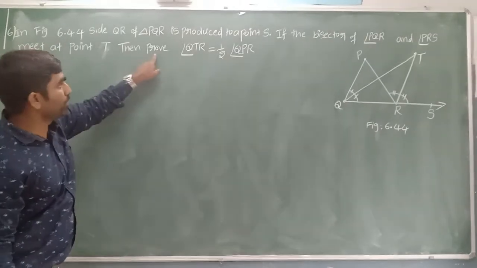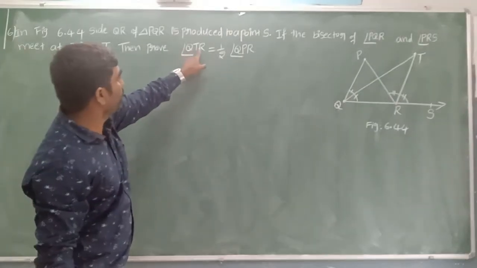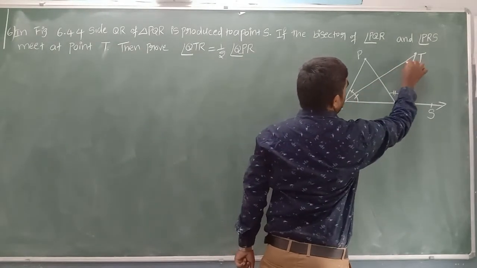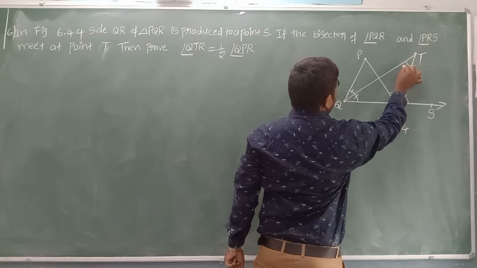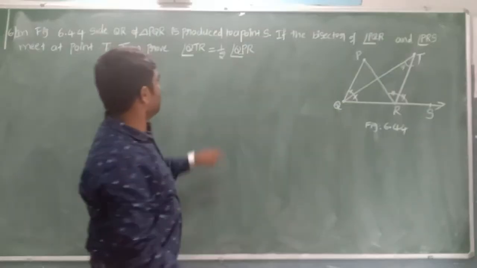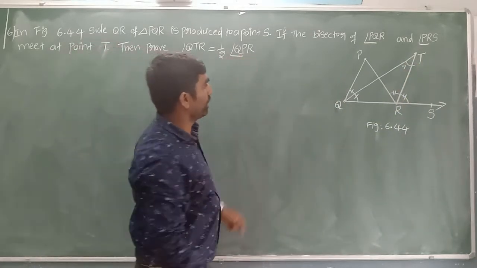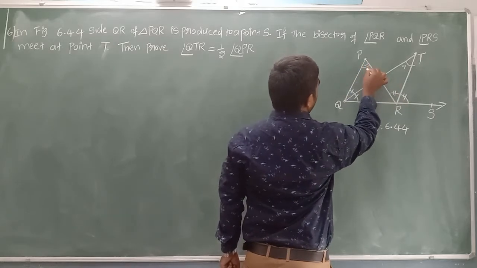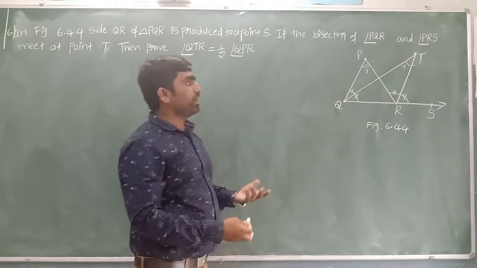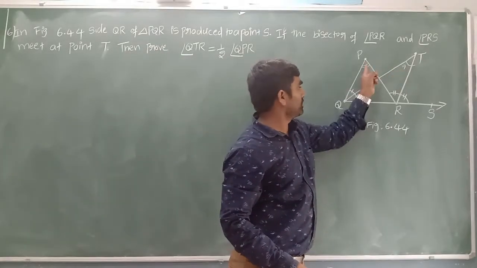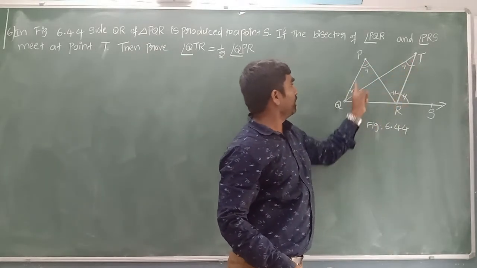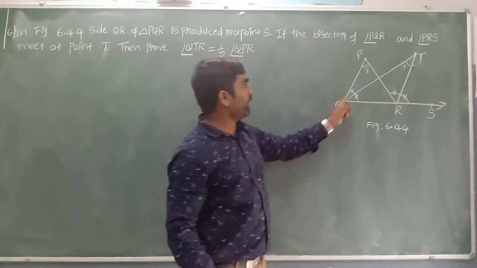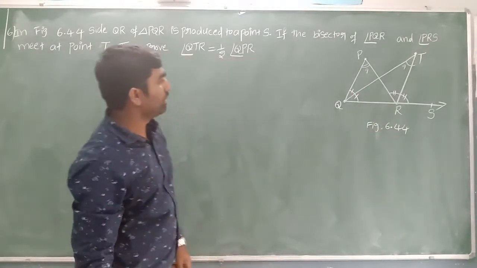Then they are asking to prove this result: angle QTR, this angle QTR, is equal to half of angle QPR. So we are asked to prove a relation between these two angles, angle QTR and angle QPR. What is the relation? QTR is half of angle QPR itself.